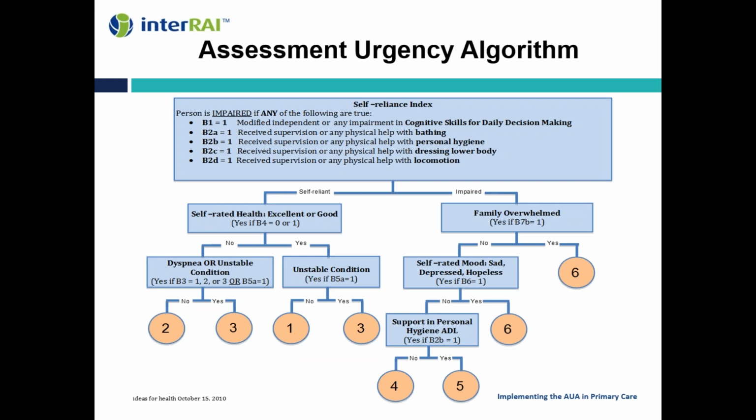So there's a few questions that get asked. The result is this algorithm that stratifies the patient risk levels from 1 to 6, with 6 being highest risk, 1 being lowest risk, and based on that level of risk, then you can have further conversations about what sort of supports or additional assessments or referrals might be appropriate.